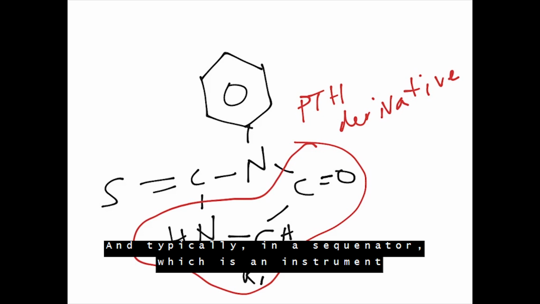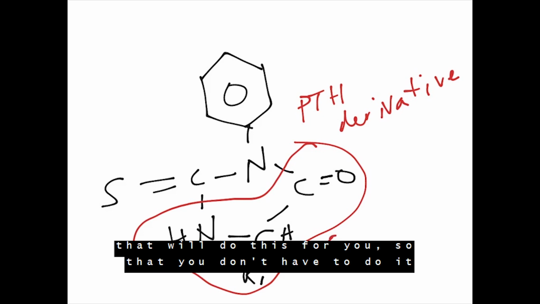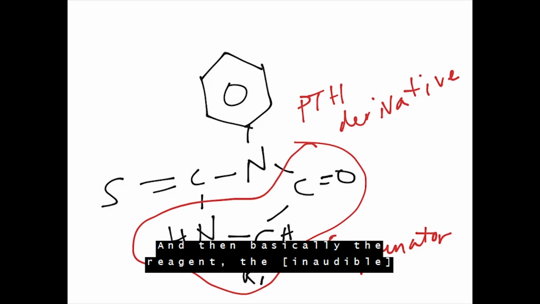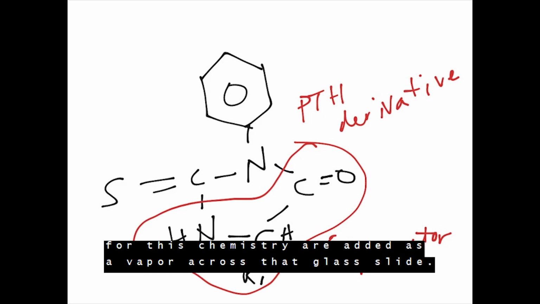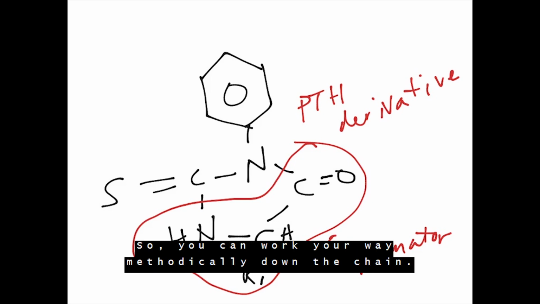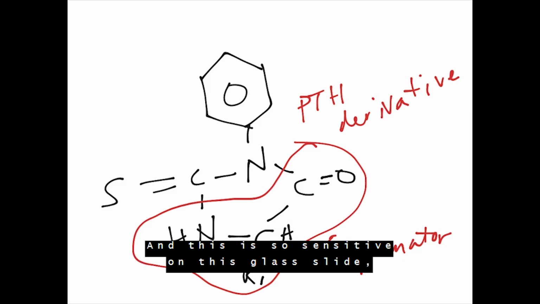And typically in a sequenator, which is an instrument that will do this for you so that you don't have to do it by hand, they have a glass slide that has the peptide attached at one end. And then basically the reagents, the PITC and all the other solvents that are used for this chemistry, are added as a vapor across that glass slide. And so you can cut off one amino acid at a time, and the peptide stays immobilized so you can work your way methodically down the chain. And this is so sensitive on this glass slide, it goes down to picomoles in terms of detection.